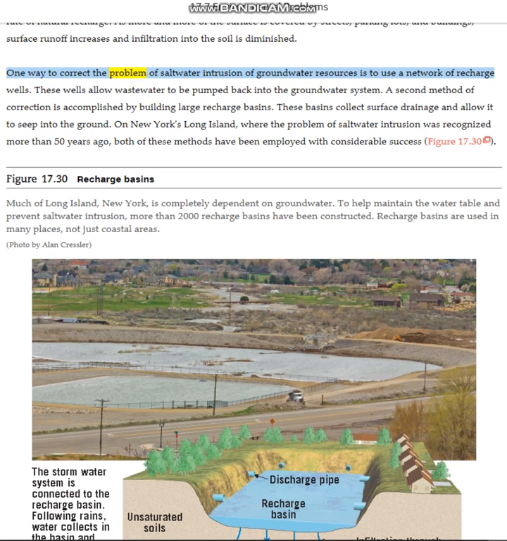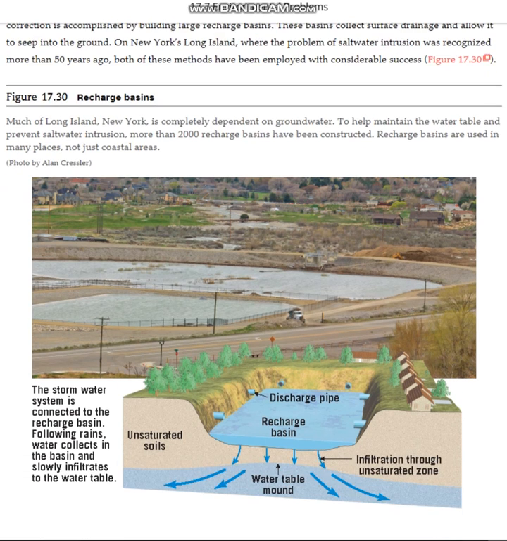One way to correct the problem of saltwater intrusion of groundwater resources is to use a network of recharge wells. These wells allow wastewater to be pumped back into the groundwater system. A second method of correction is accomplished by building large recharge basins. These basins collect surface drainage and allow it to seep into the ground. On New York's Long Island, where the problem of saltwater intrusion was recognized more than 50 years ago, both of these methods have been employed with considerable success.